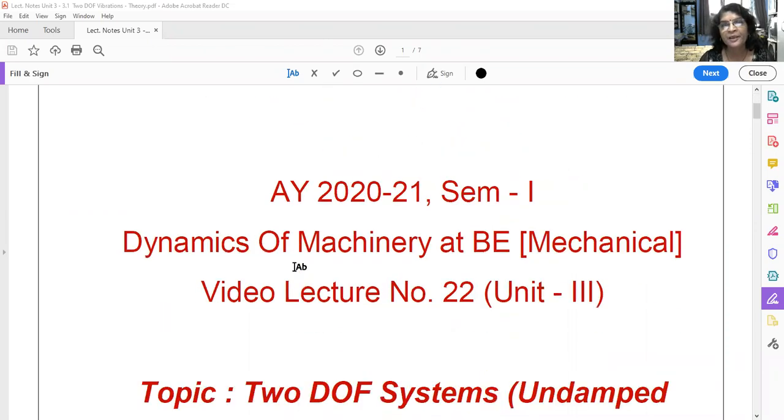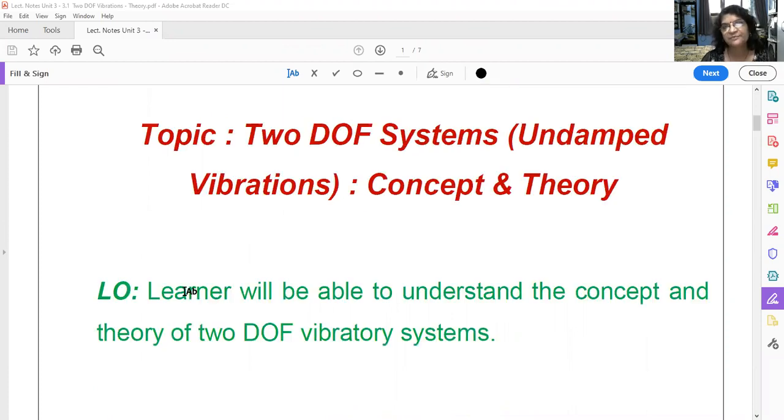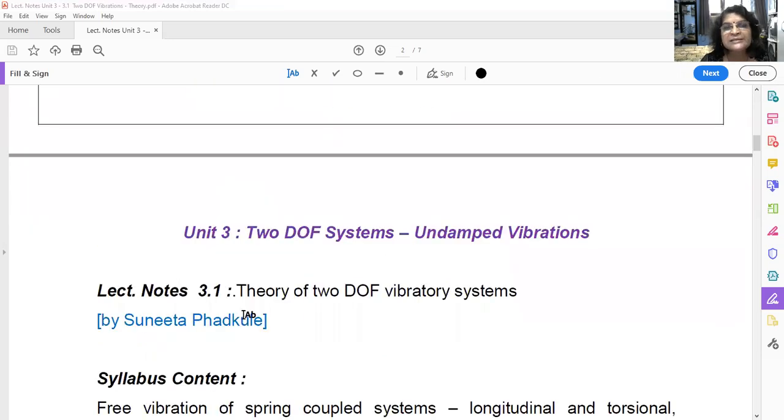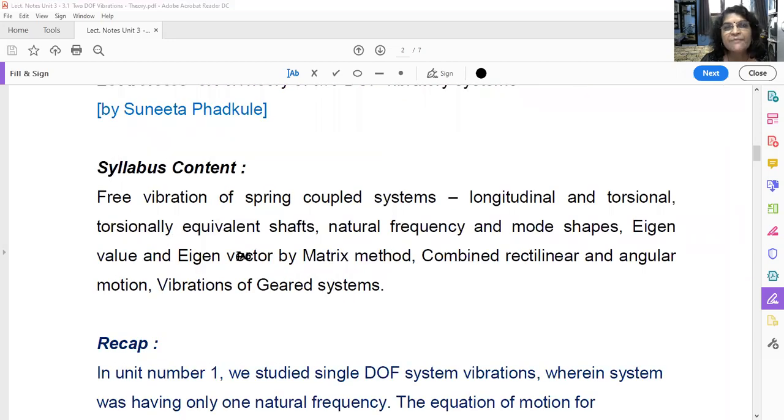Today, we are going to start unit number 3. The title of the unit is 2D wave systems, undamped vibration. So, in today's topic, we are going to learn the concept and theory of 2 degrees of freedom systems. The learning outcome is you will be able to understand the concept and theory of 2 degrees of freedom vibratory systems. So this is the syllabus of unit number 3.